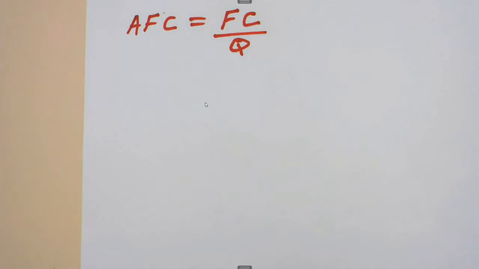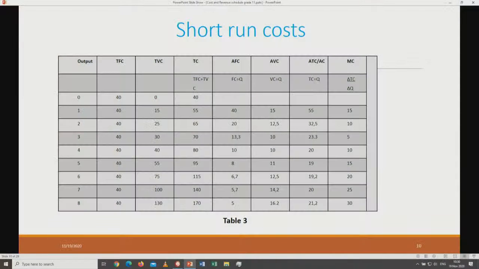Going back to the table again, just to show you again. What was the fixed cost at output 1? The fixed cost was still 40. Remember, it doesn't change, right? Okay, can you see? It is 40. Now let's go back to our calculation.